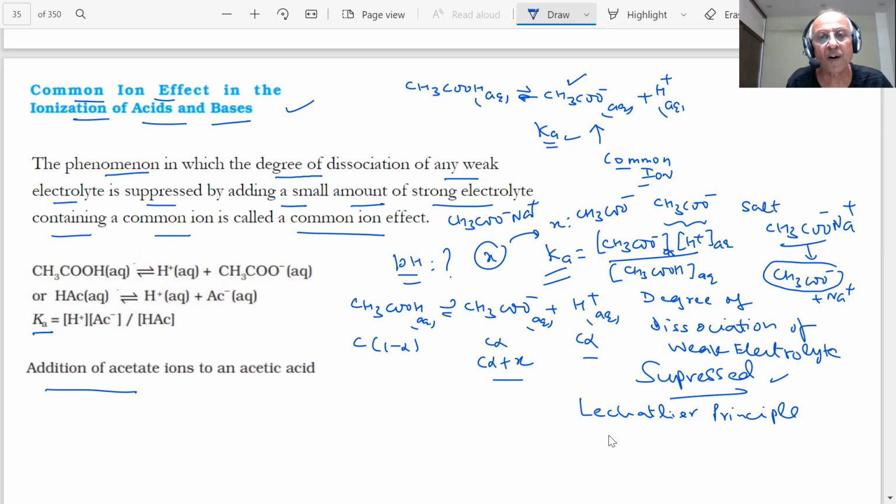So I have to put the values here. And then what will happen to the H plus value? Will it increase or decrease? What will be the value of this? What will happen to the value, students?